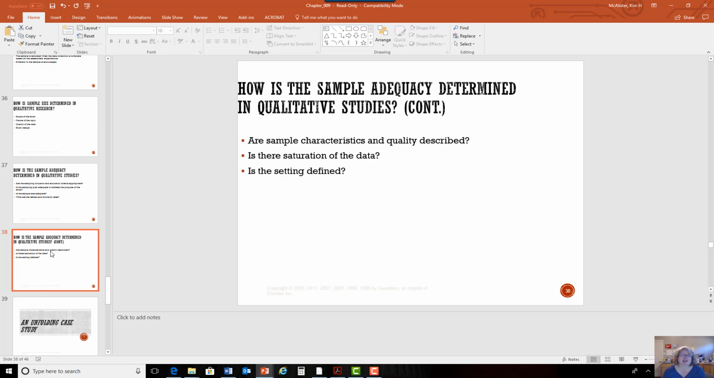Are the sample characteristics and quality described? Was there saturation of the data? Did you really get enough information to fully explain the different concepts in your study? And was the setting clearly defined?